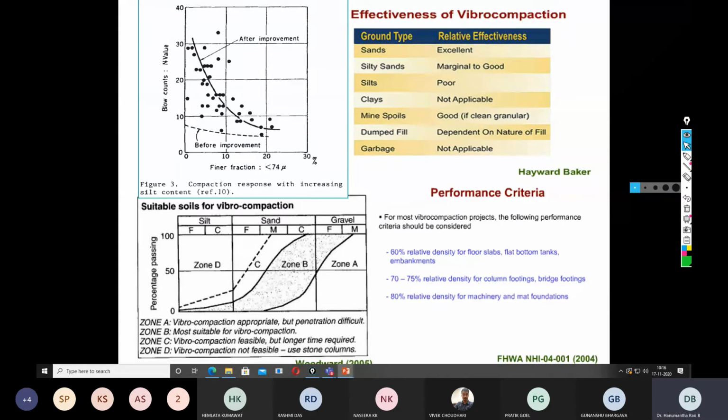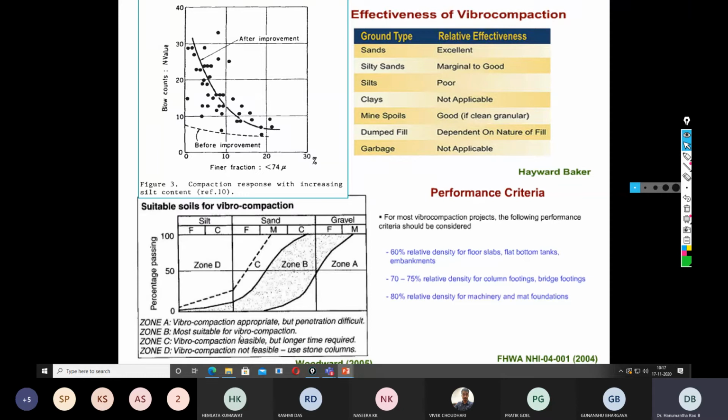Somebody has given a beautiful graph. This is Woodward in the year 2015. He has classified the whole gradational characteristics into different zones: zone A, zone B, zone C, and zone D. Zone A: vibro compaction appropriate but penetration difficult. Zone A typically comprises gravel. In gravel, compaction can be achieved quite easily, but since the particle sizes are above 4.75 millimeter, they impede the movement of the vibrator probe. That is the reason penetration becomes difficult in gravel.